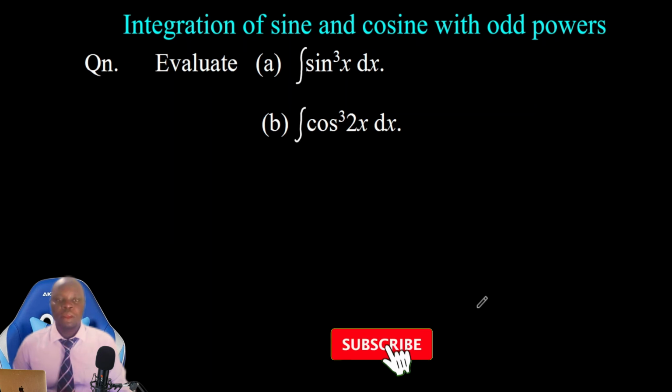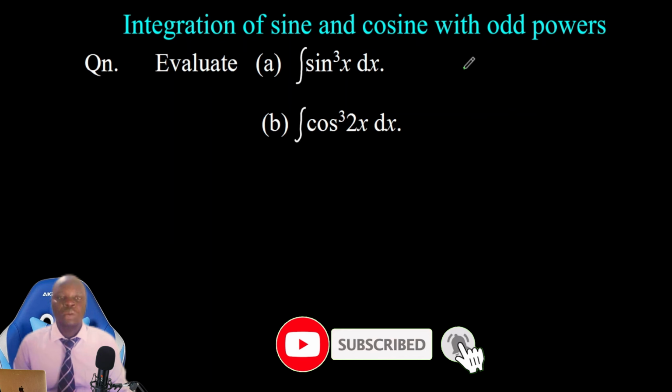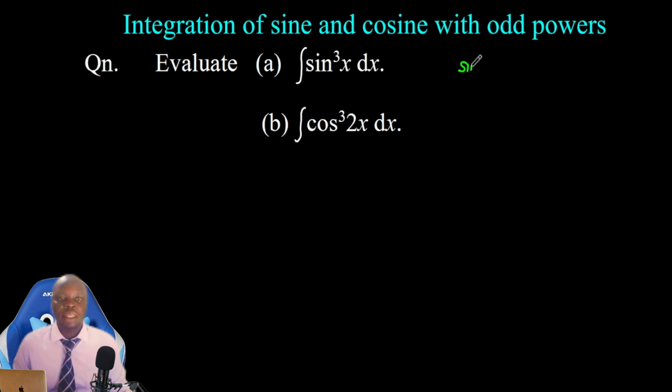The first thing we have to learn is we are going to use the substitution sine square x plus cos square x equals 1. So that is one thing we have to mark that we are going to use in this video. And the second thing here is we'll also make some u substitution for odd powers.